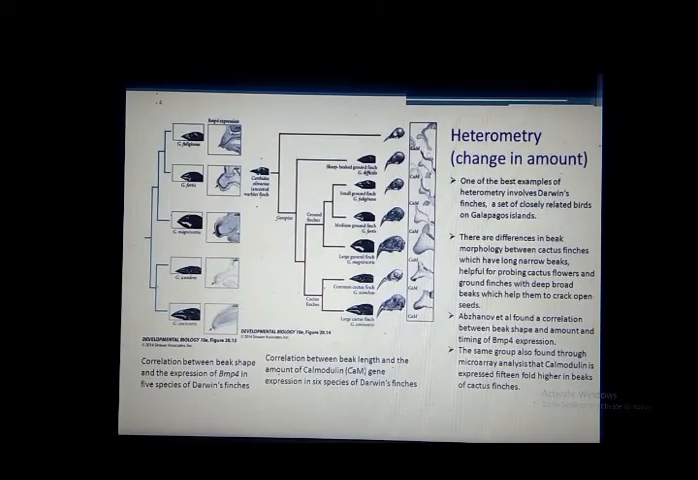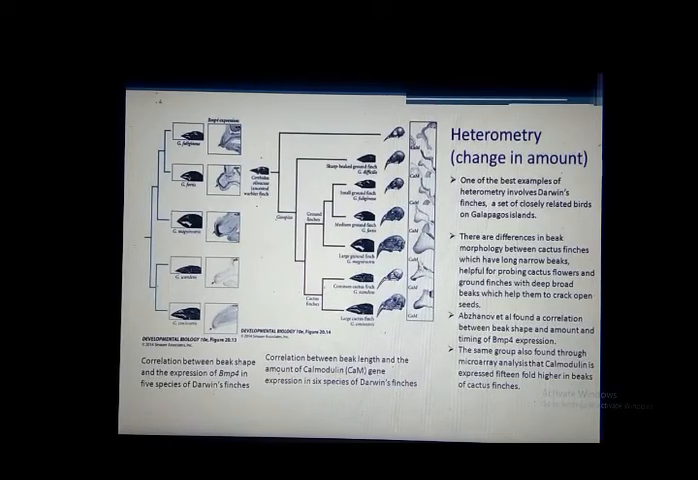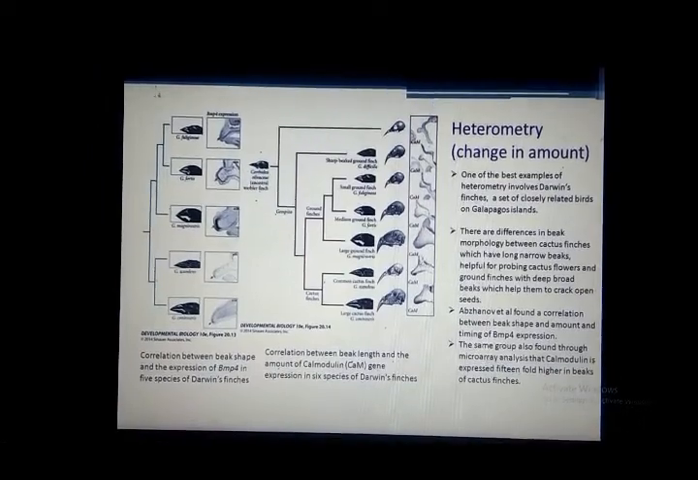And the picture on the left shows the correlation between beak shape and the expression of BMP4 in 5 species of Darwin's finches, and the picture on the right shows the correlation between beak length and the amount of calmodulin, or CaM, gene expression in 6 species of Darwin's finches.